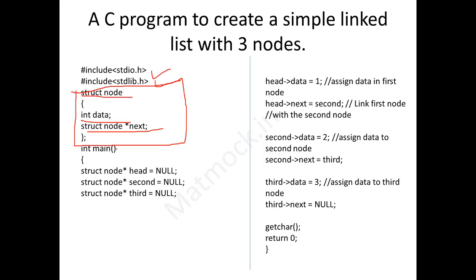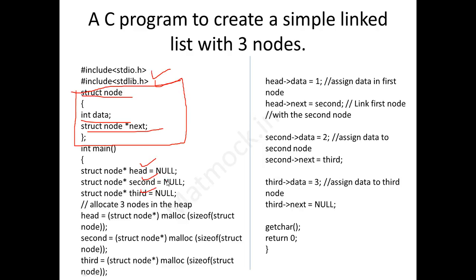Your program starts its execution from the main function. Inside main function, how many variables have I created? Head, second and third. So in total I have created 3 variables. In the previous slide we have seen, if a pointer is not pointing to any other location, then it will point to null. Hence I have declared star head, star second, star third. These 3 pointers are pointing to null.